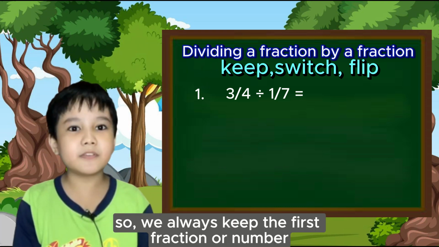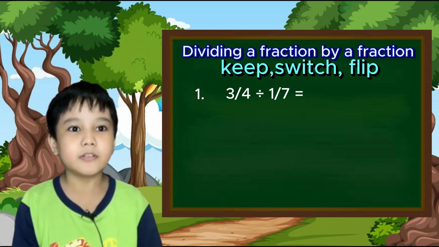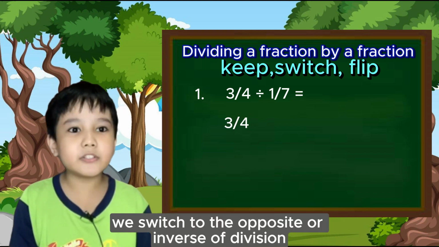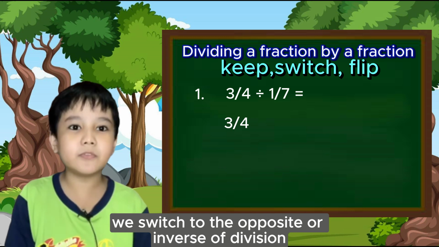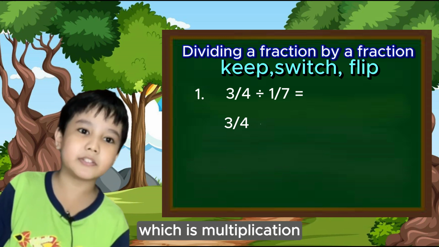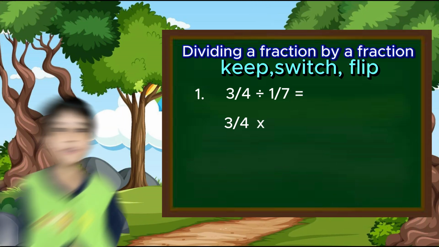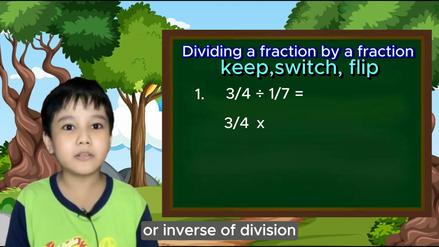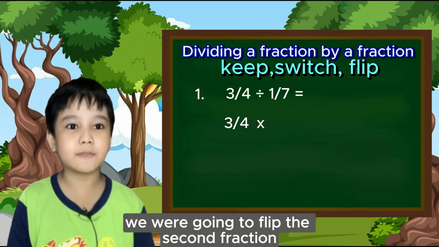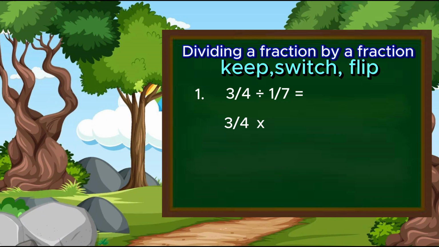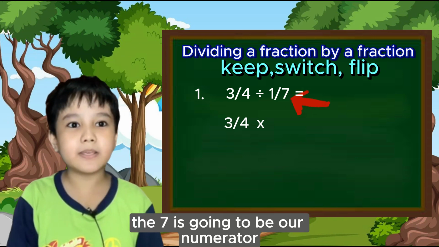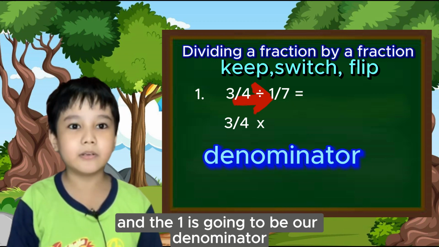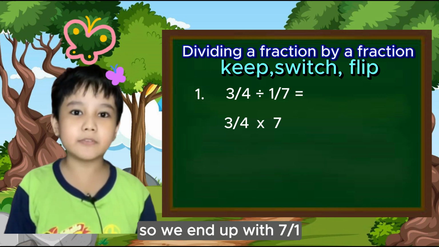So we always keep the first fraction or number. So we keep 3/4 as is. We switch to the opposite or inverse of division, which is multiplication. And since we switched to the opposite or inverse of division, we are going to flip the second fraction. The 7 is going to be our numerator and the 1 is going to be our denominator. So we end up with 7/1.